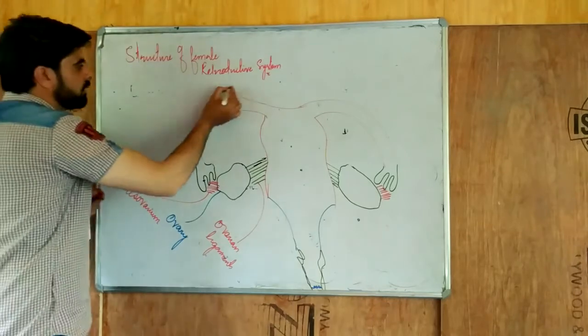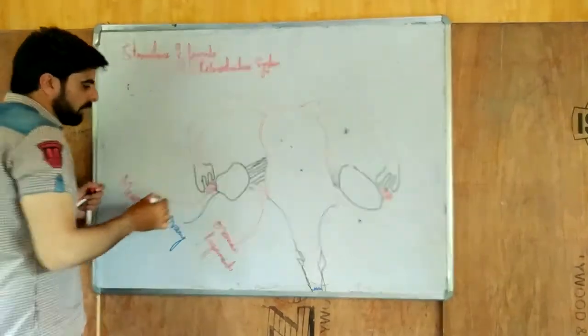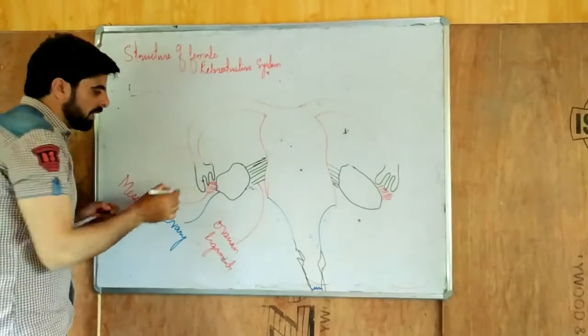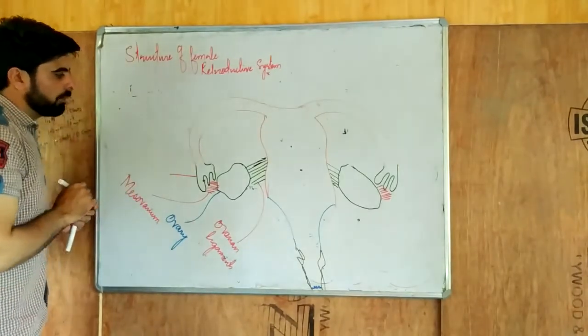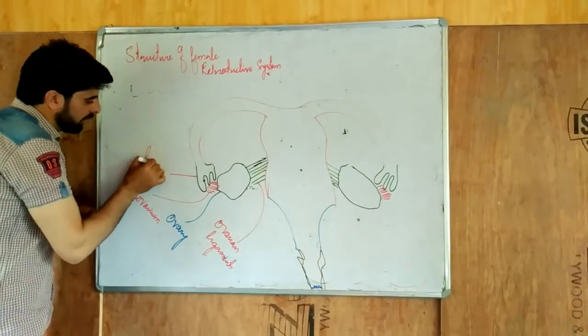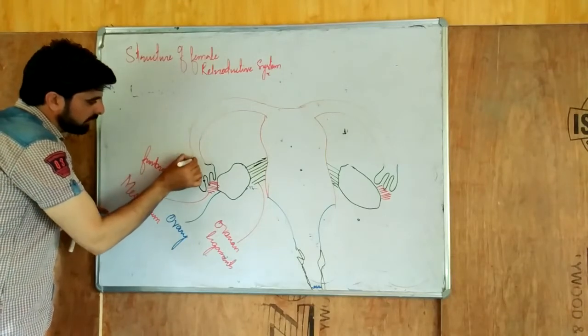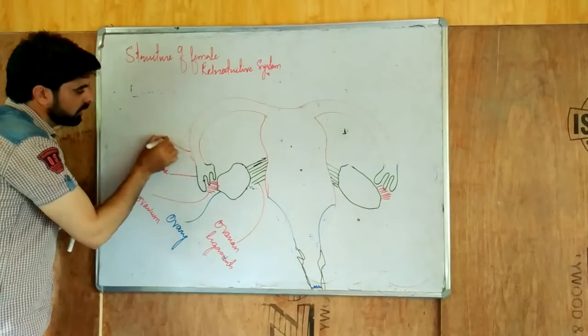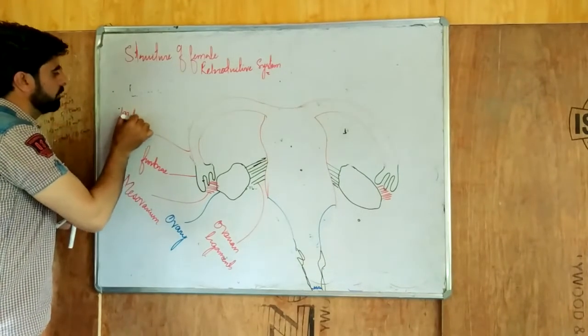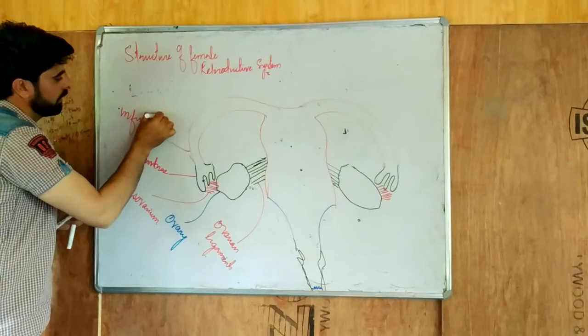Now this complete structure is known as a fallopian tube, but this fallopian tube has various parts. The part which has the finger-like projections is known as the fimbriae. These finger-like projections are known as fimbriae, and this first region is known as the infundibulum.